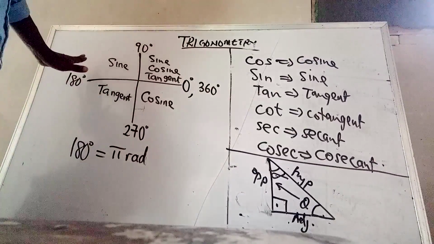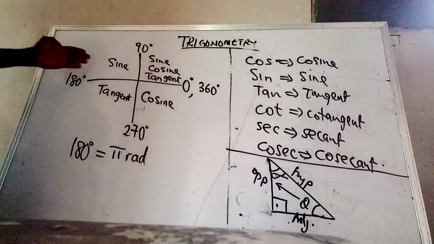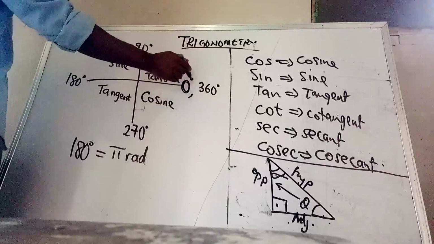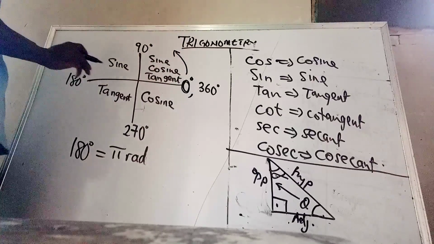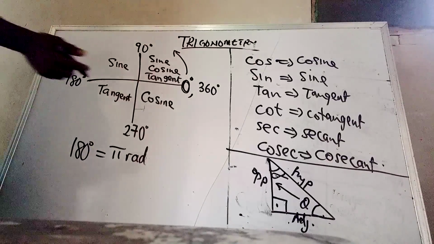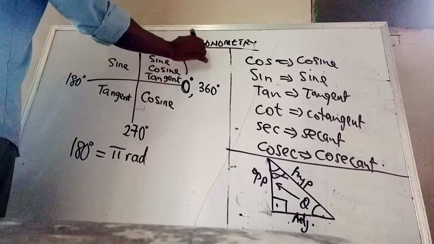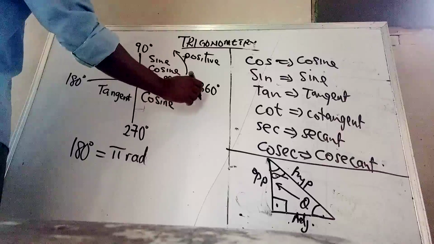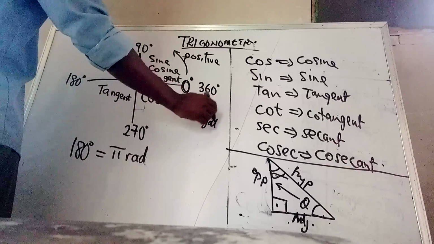This is what we call four quadrant. The zero angle starts from here and we move anti-clockwise for the positive direction. But if the angle given is in the negative direction, this is for positive, while if you go this way, it is for negative angle.